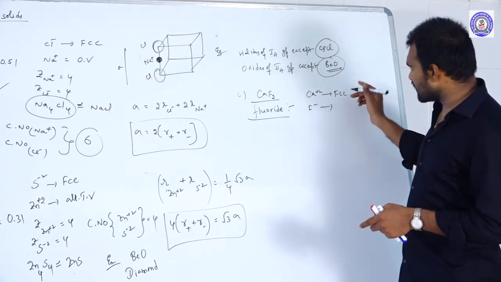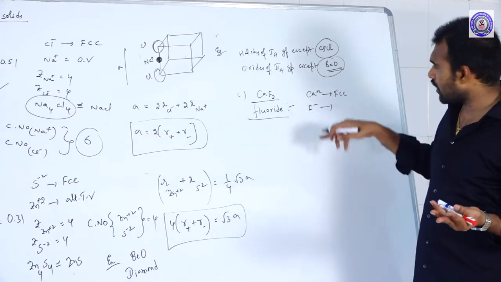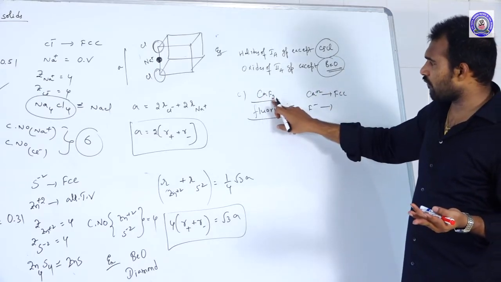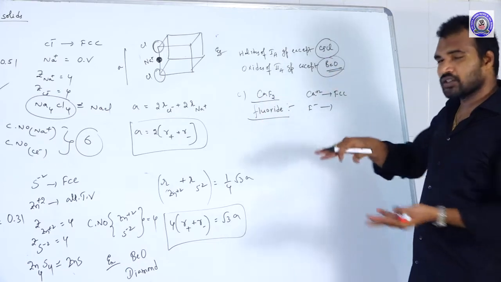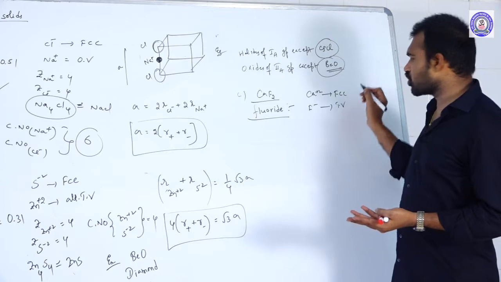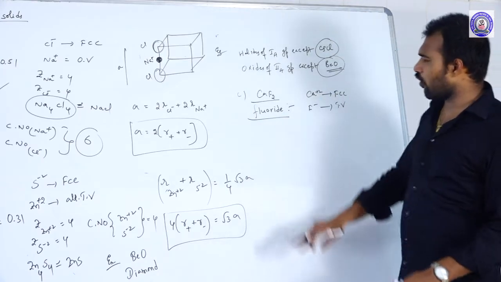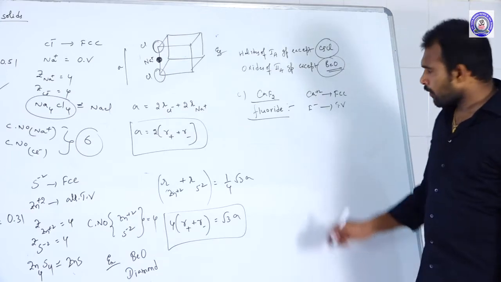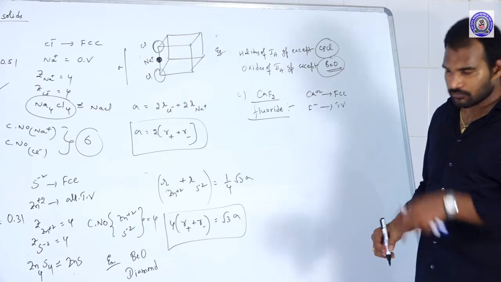Total FCC means 4, so the total calcium ions are 4. Then the number of fluoride ions is double the number of calcium ions, so it should be 8. So all tetrahedral voids are occupied by fluoride ions, not alternate. All tetrahedral voids are occupied by the fluoride ions.